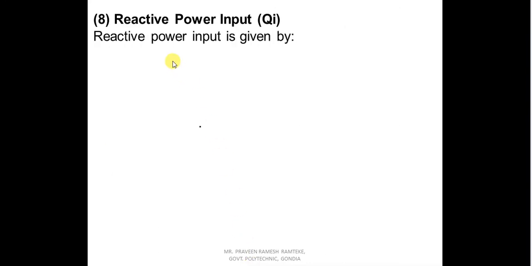Reactive power input. Reactive power, if our load is inductive or capacitive, is given by Qi equals E RMS I1 sin alpha, which equals 2 Em by pi Id sin alpha.